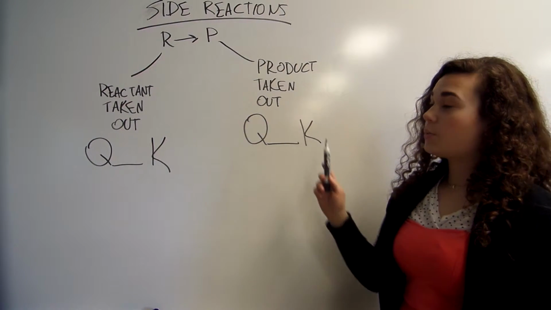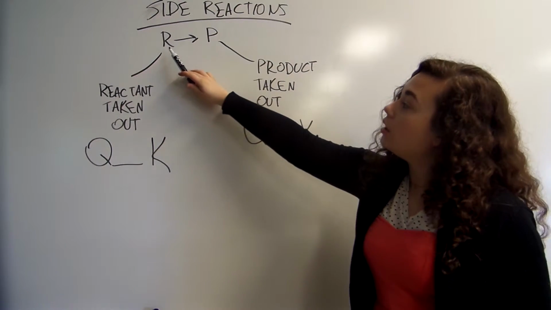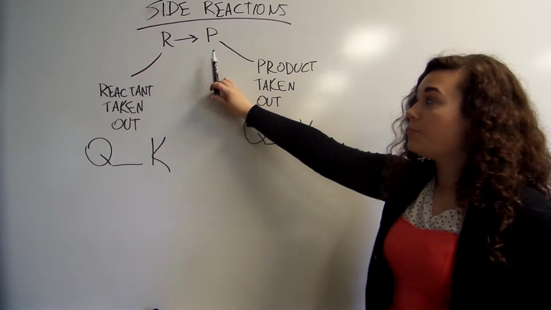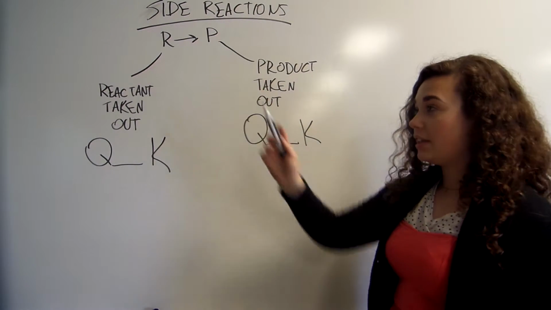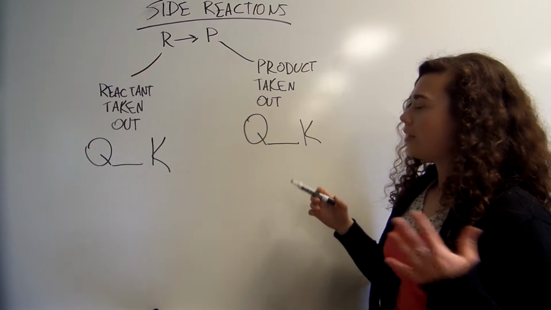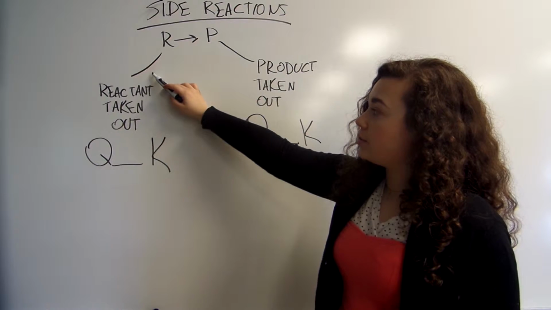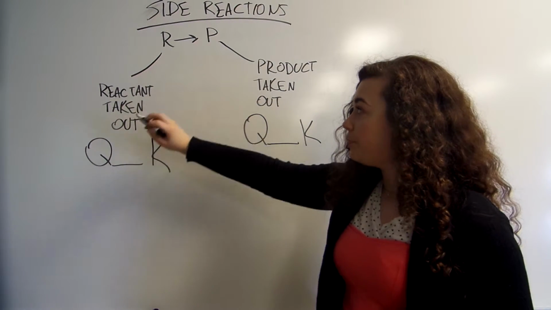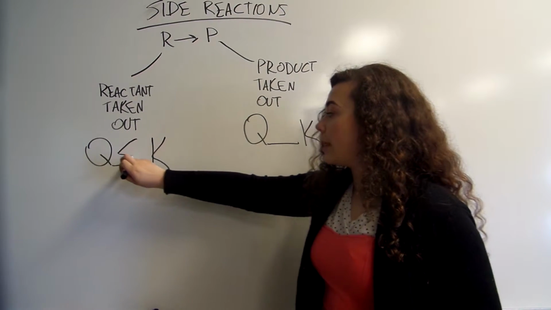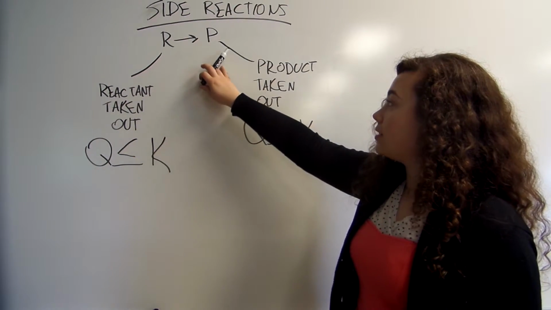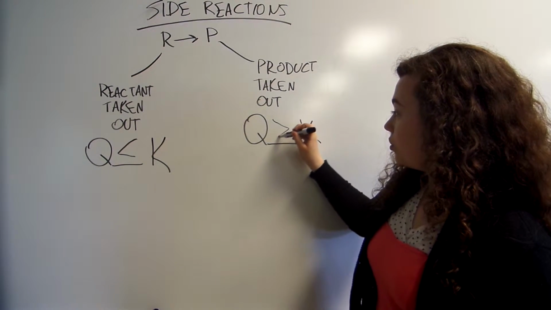So a side reaction is when another component enters the equilibrium and reacts with one of the reactants or the products. And when that happens, the molecule that was reacted with gets taken out of the system. So if the reactant gets reacted with and therefore taken out, then the equilibrium will shift to make more of it, and Q will be less than K. If the product is taken out, the reaction shifts right, becomes product favored, and Q is greater than K.